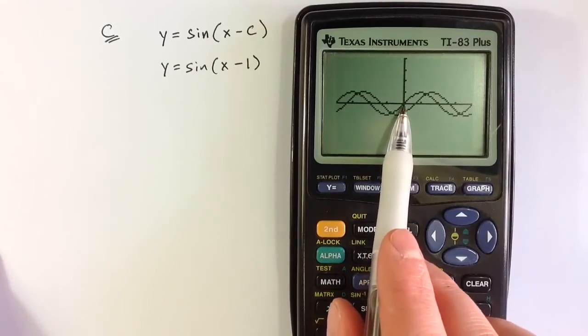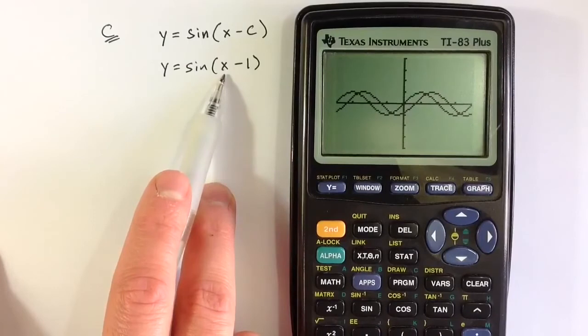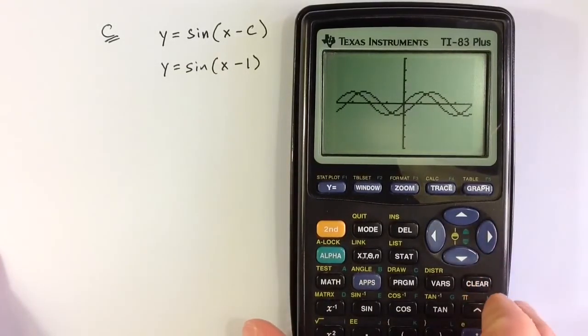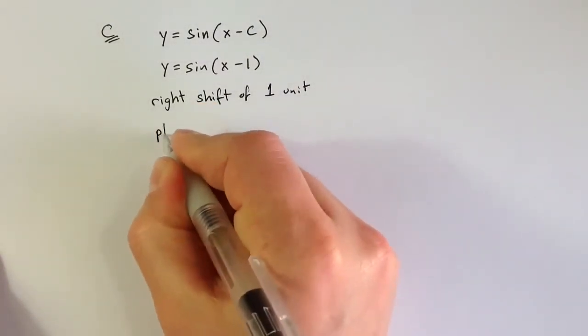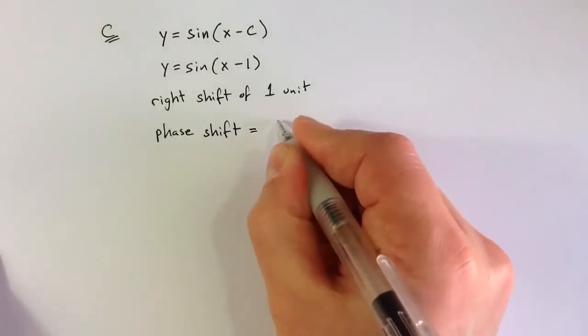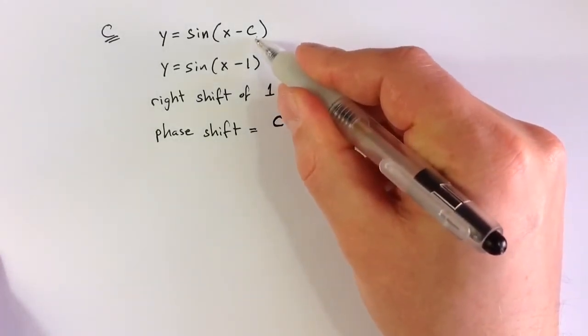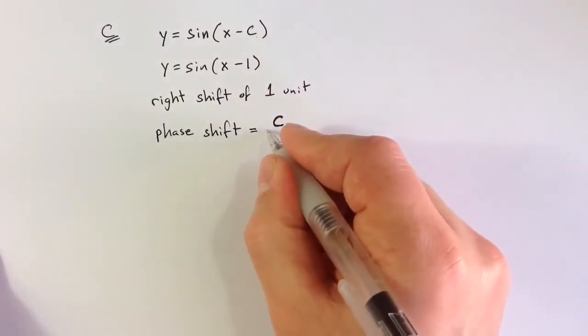What used to happen at 0 now happens at x equals 1, because if I plug 1 in here, 1 minus 1 is 0. And so this is a shift to the right, and we call this the phase shift in this situation. So the phase shift is determined by c. The phase shift is 0 if there's no number added or subtracted inside the function.